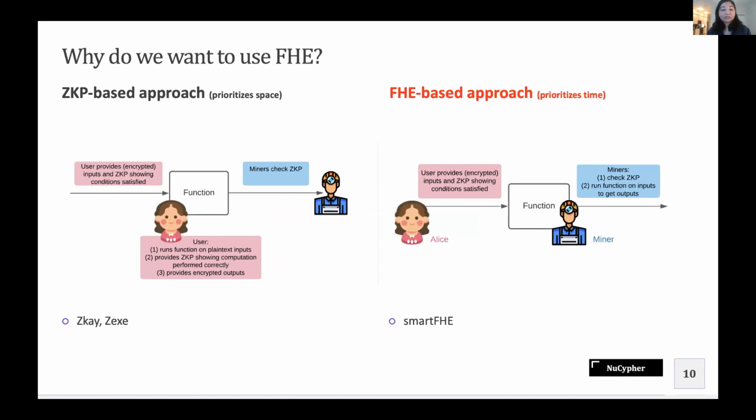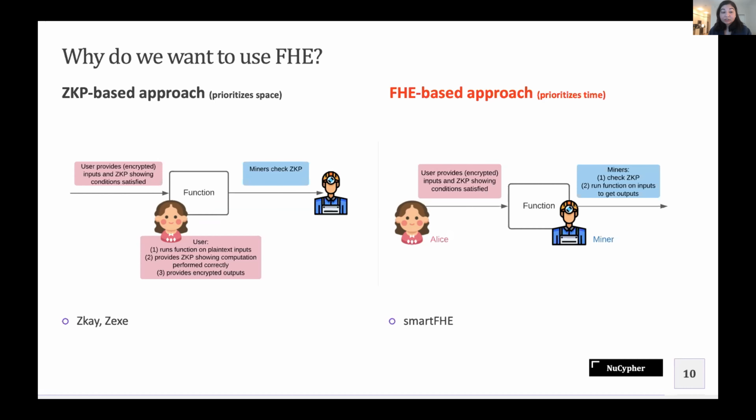So why might we want to use FHE? Let's take a step back and look at the different approaches in private smart contracts and private computation for blockchain. On the left is an illustration of how ZK and Zexe work more generally. The idea is that the user wants to run some function and they want privacy, input-output privacy. So what are they going to do? They are going to run the function on the plaintext inputs, and they're going to get some plaintext outputs, but they obviously don't want to share this plaintext information with everyone else on the network.